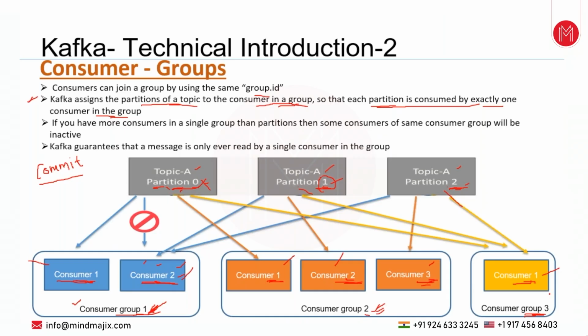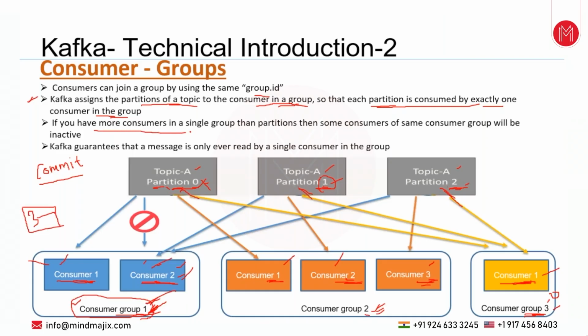If we have another consumer, then it cannot consume the messages from the partitions with the help of consumer group ID 3. It cannot, because already one consumer is connected. As it is only one consumer which is using the same consumer group ID, it can consume from this partition, it can consume from this partition, and it can consume from this partition also.